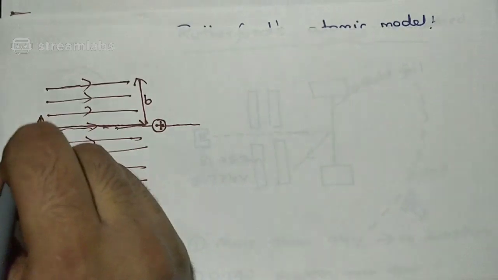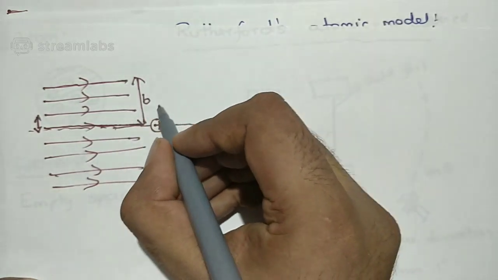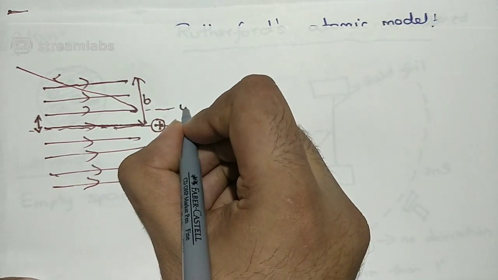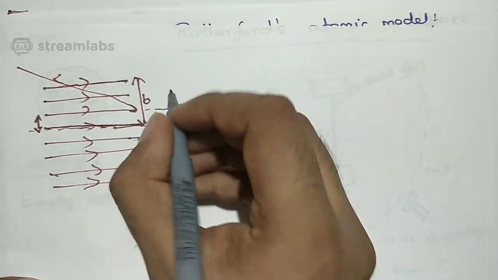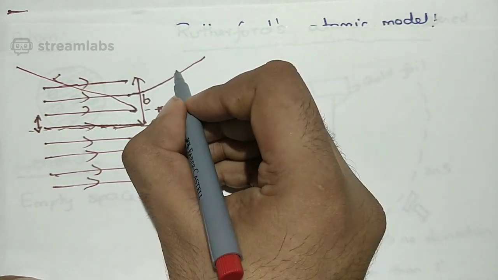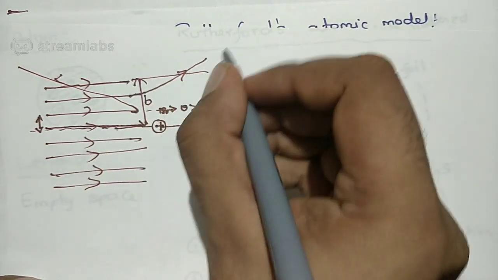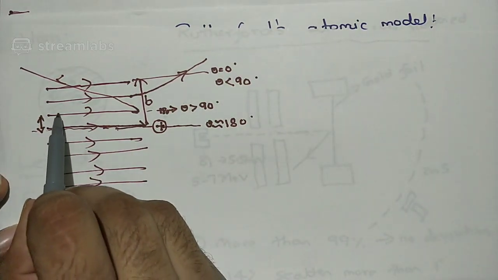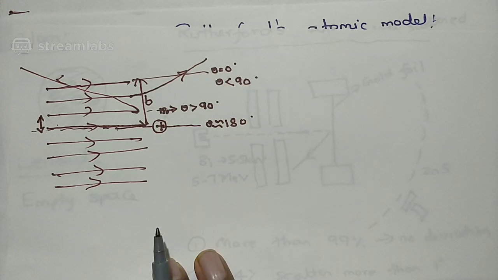So here the angle of scattering will be approximately equal to 180 degree. This will undergo scattering like this. For these rays, angle of scattering will be more than 90 degree, but less than 180 degree. For these, the particles travel like this, angle of scattering is less than 90 degree, but for these rays, angle of scattering theta equal to 0 degree. So if you see, as impact parameter goes on increasing, angle of scattering goes on decreasing. So that is the importance of impact parameter.